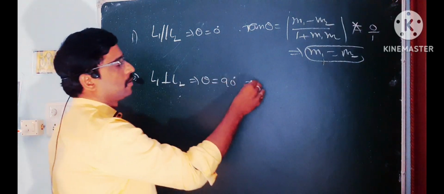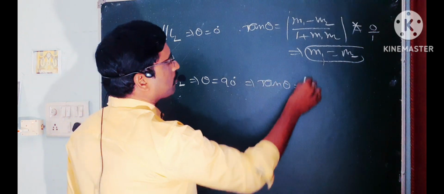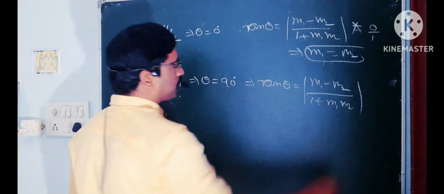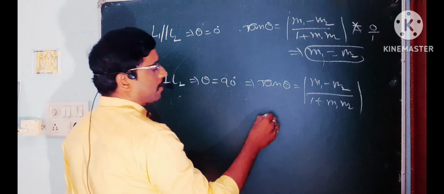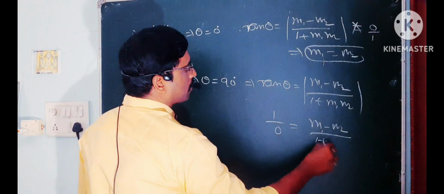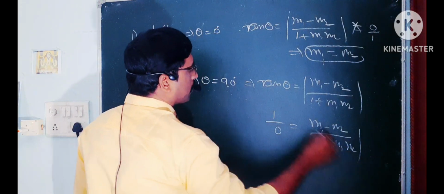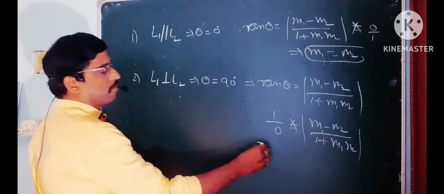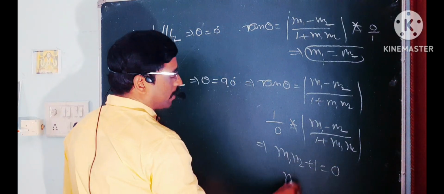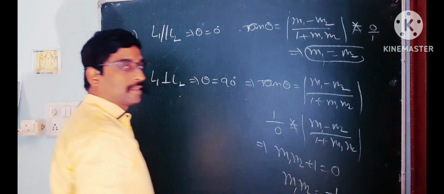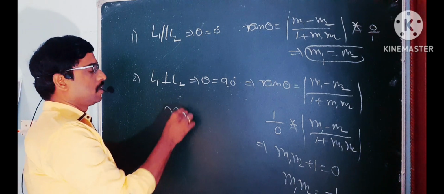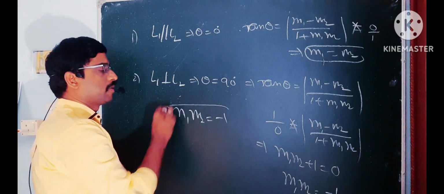Second point, if two lines are perpendicular, then theta value how much here? 90 degrees. Now tan theta is equal to m1 minus m2 by 1 plus m1 m2. Here substitute tan 90. Tan 90 value is infinity, 1 by 0. So 1 by 0 is equal to m1 minus m2 by 1 plus m1 m2. Let us take cross product. We get 1 plus m1 m2 is equal to 0, so m1 m2 is equal to minus 1. So if two lines are perpendicular, product of slopes is equal to minus 1.